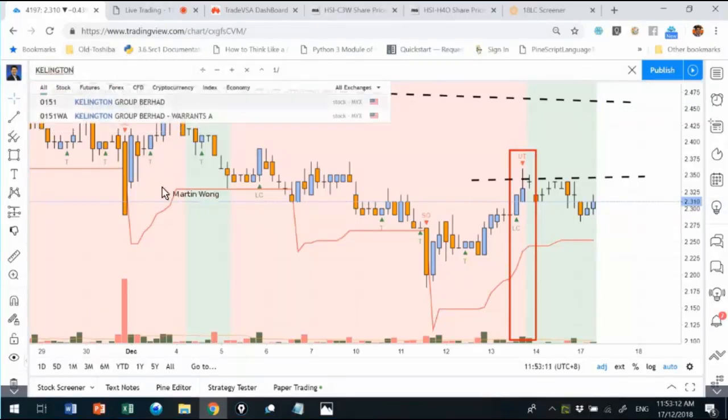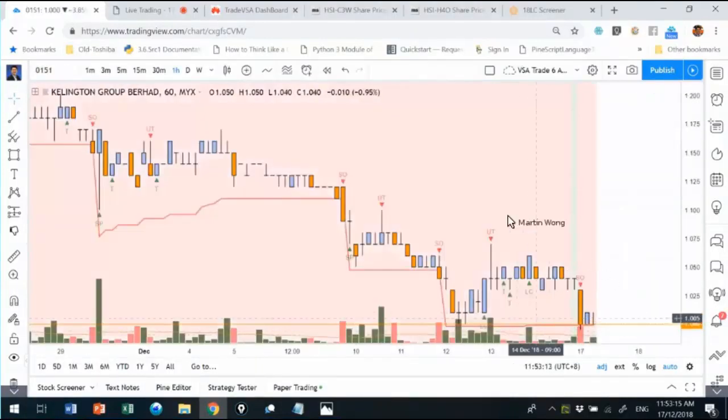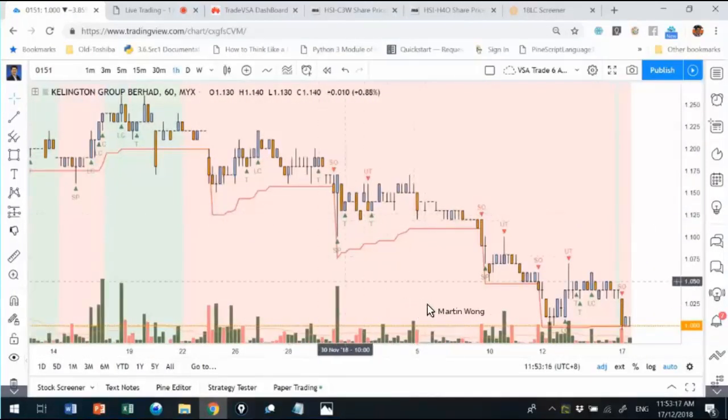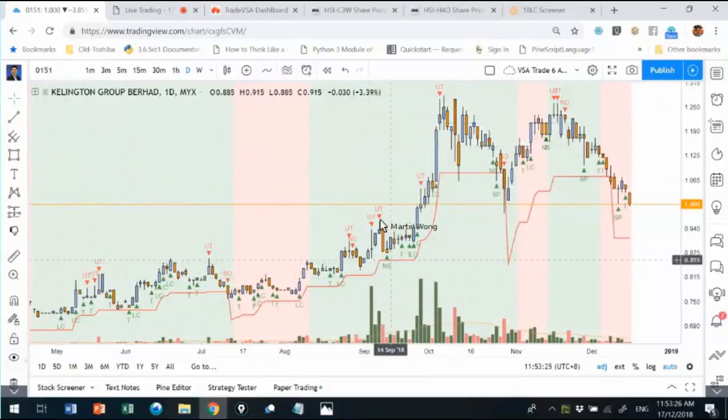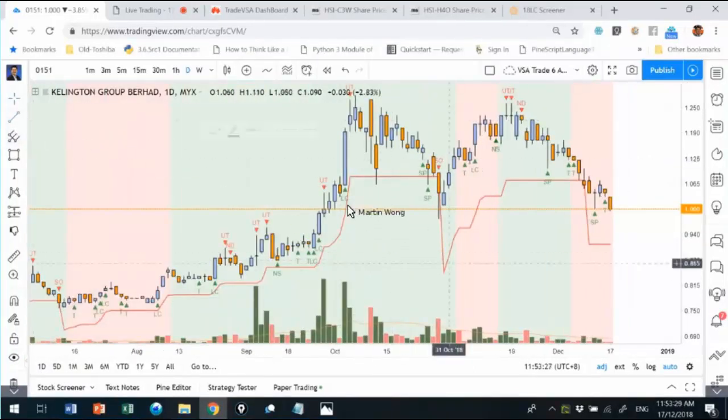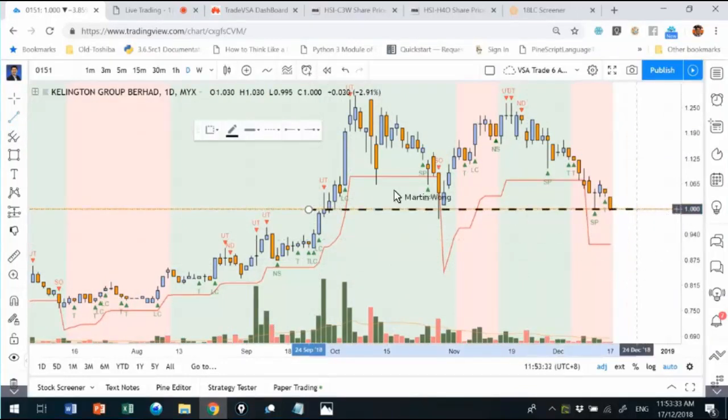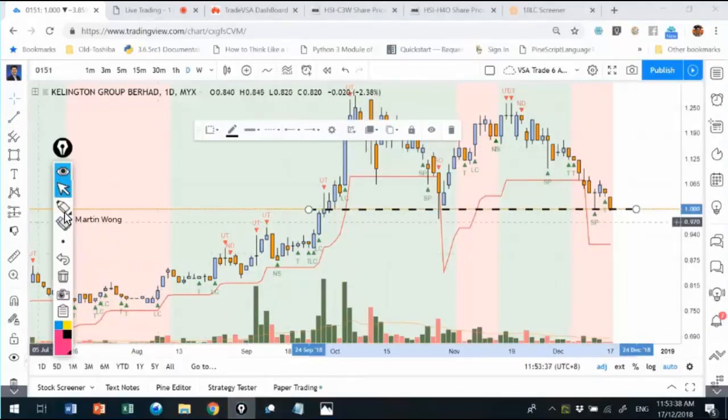Okay, so the other one, Collingtons. Collingtons, quite bad, based on how we chart, but let's take a look at the daily charts. Daily charts wise, let me erase this. It's actually tested at the previous low. But what's good is that the volume is still low. This bar here, volume still low.